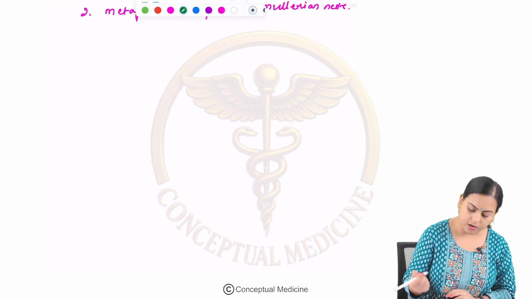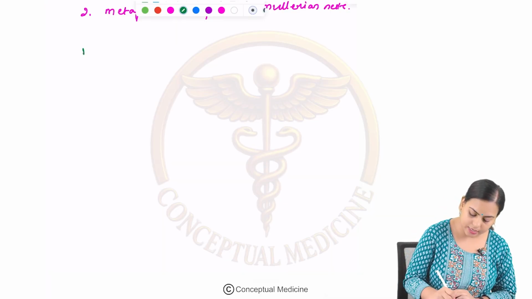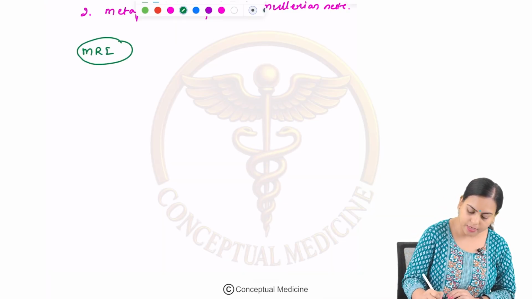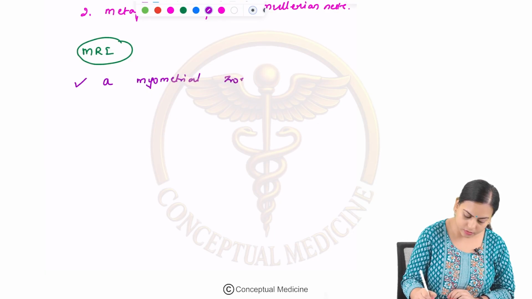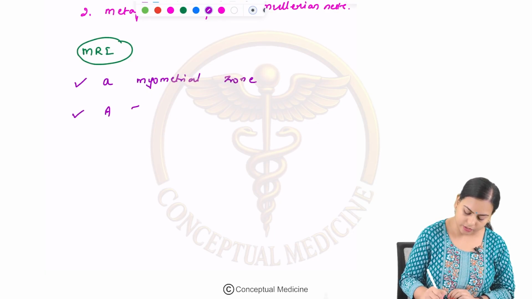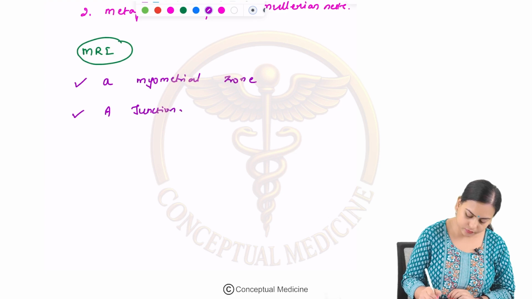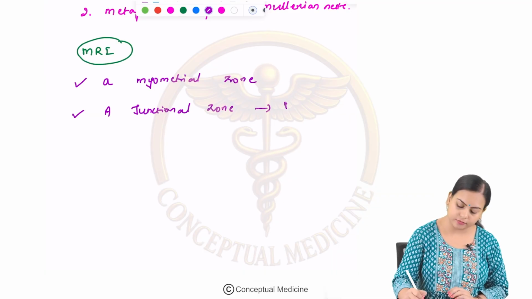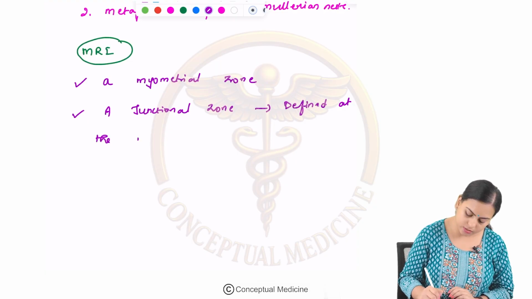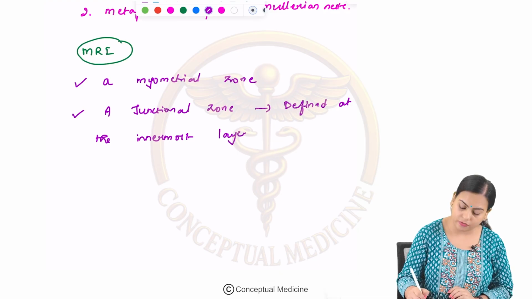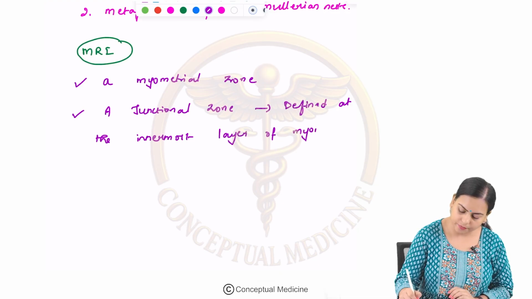While doing investigations in an MRI, you will be able to see a myometrial zone and then a junctional zone that is defined at the innermost layer of myometrium.